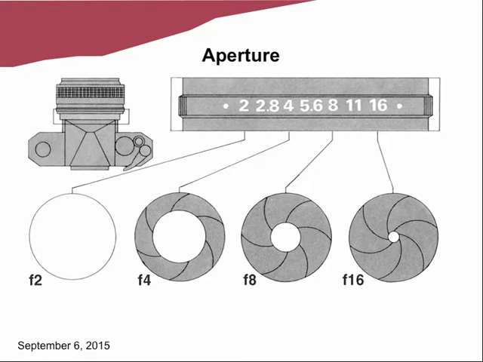As you see here, these are your basic f-stops. And as you can see, from your f2, where are your blades? What is it doing? Letting all the light in. f2, f4, you're getting the blades. f8, the blades are closing in. And then when you get up to f16, you have very little light that's going to be coming in.